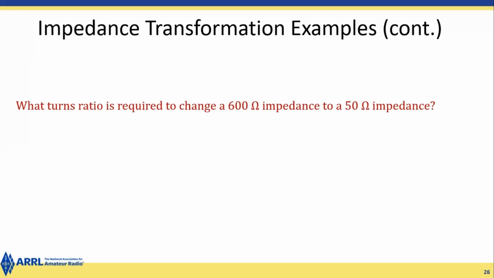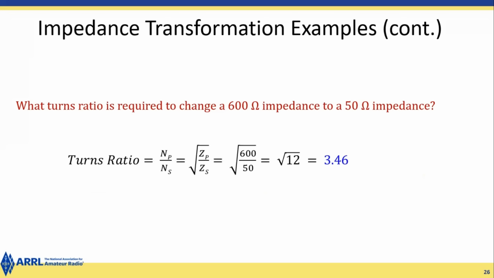What turns ratio is required to change a 600 ohm impedance into a 50 ohm impedance? Well, it's going to be the square root of the impedance ratio. 600 divided by 50 is 12, square root of 12, 3.46. So if I had a 600 ohm impedance on one side of my transformer and I needed to get to 50 ohms, I'd have to have a turns ratio of 3.46 in my windings.